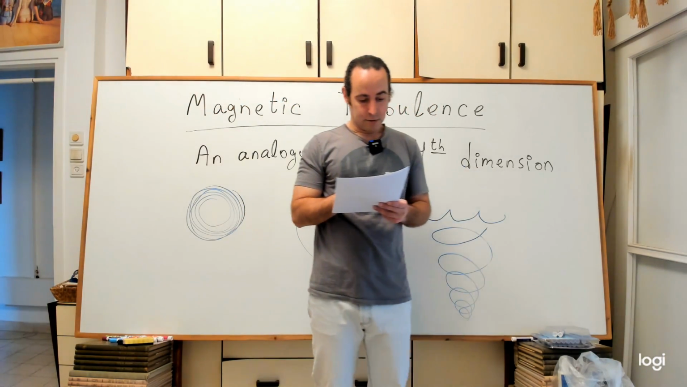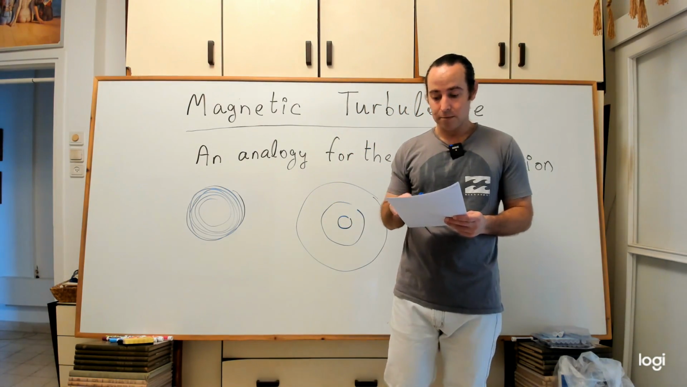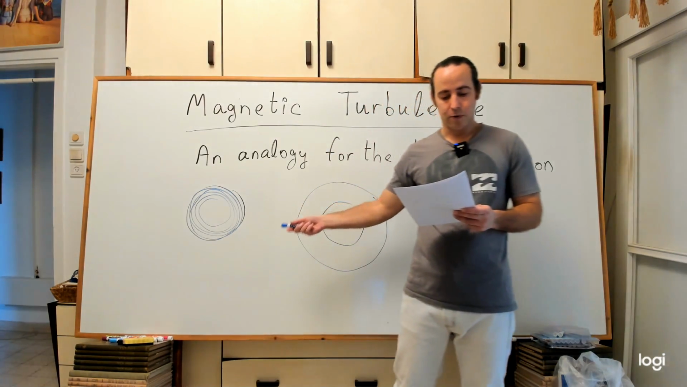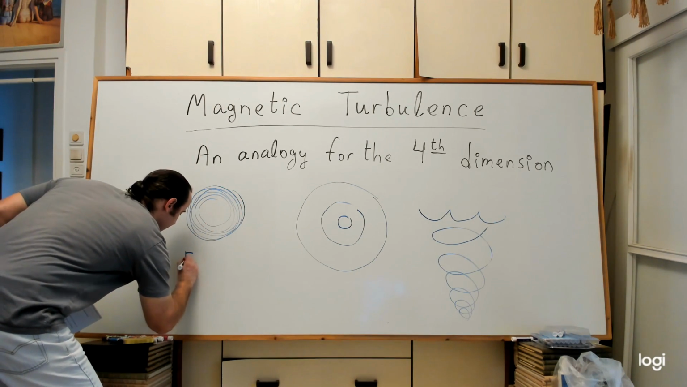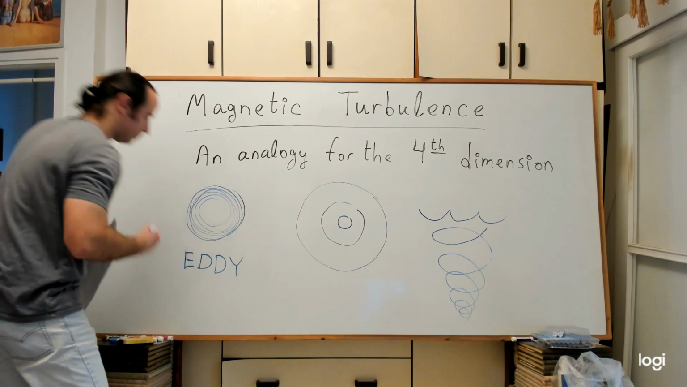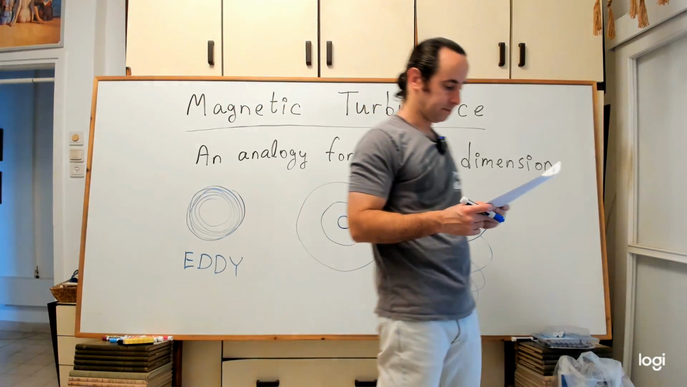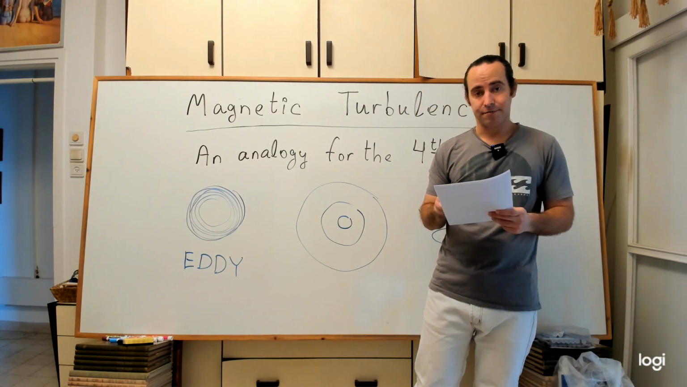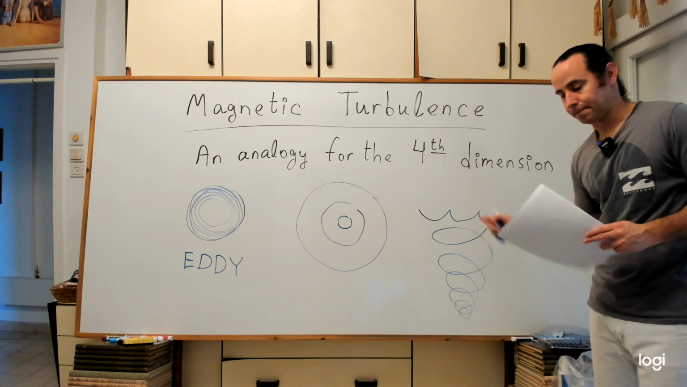So to see and understand the wave, we don't need to understand 3D. What do we need 3D for? For eddies. Eddy, whirlpool, vortex. An eddy is in a direction perpendicular to the surface. This is the surface, this is the direction of the eddy.